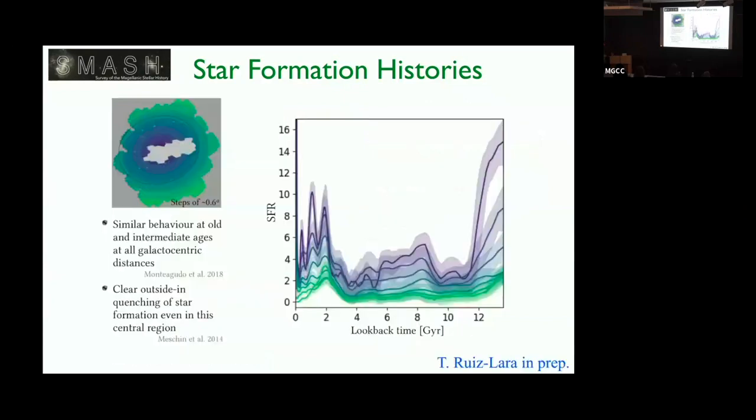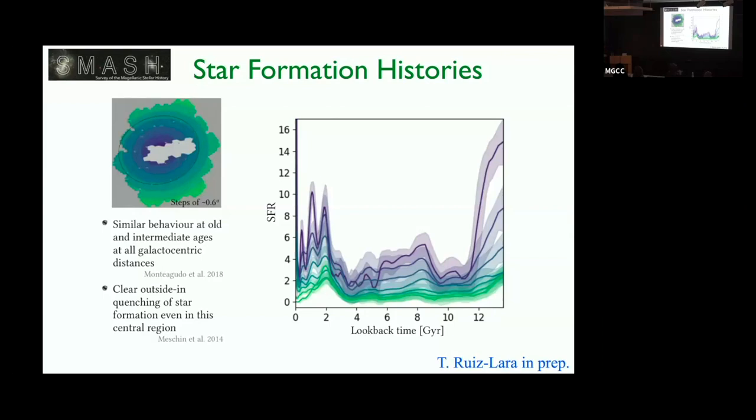Right, so we can now look at different spatial regions and figure out what their star formation histories look like. So here we have different radial zones. Purple is the very center, and as we move out, it becomes green. And you can see this very clear outside-in scenario where the very largest star formation is happening in the inner part. And it's still not entirely clear why this is happening.